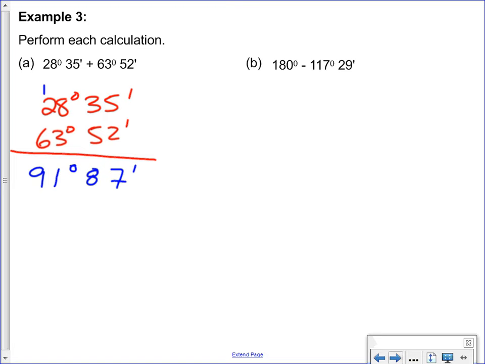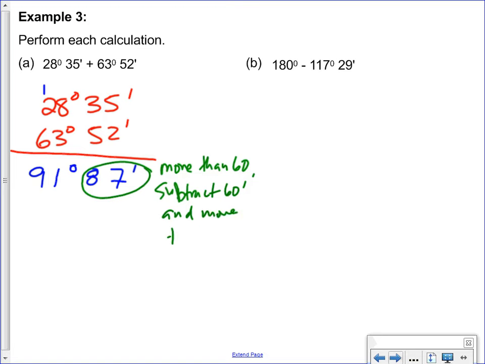But it's wrong. It's not wrong, it's just not technically the way we write it. What's wrong with 87 minutes? You can take an hour out of that. If this is more than 60 right here, then subtract 60 minutes and move it to the degrees.